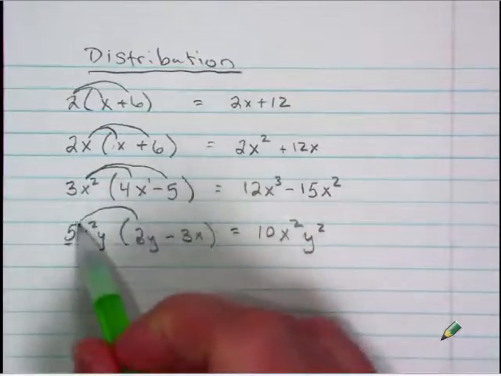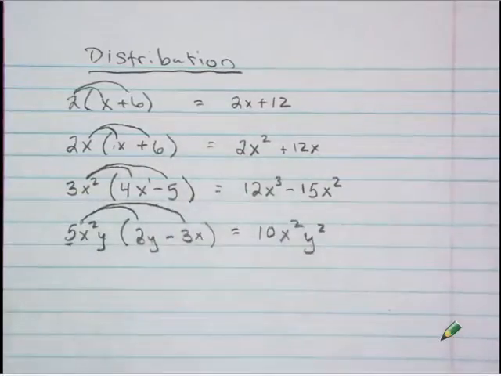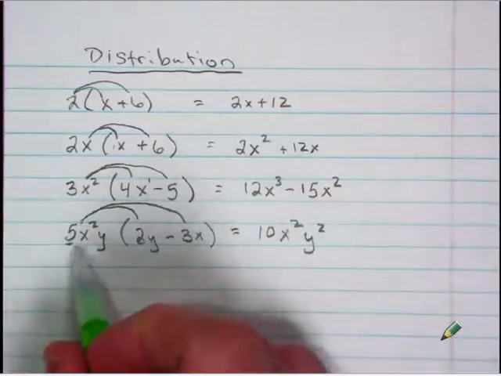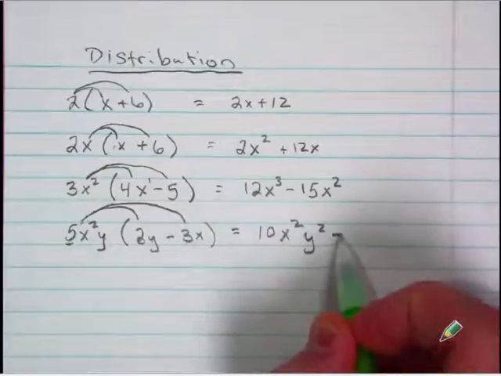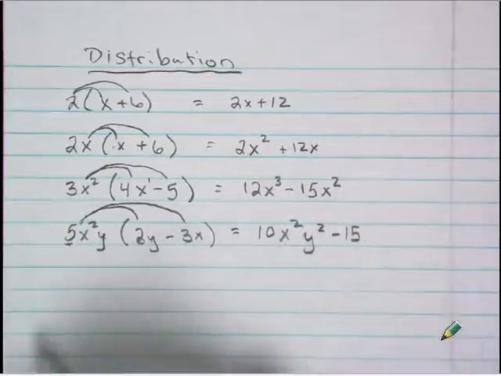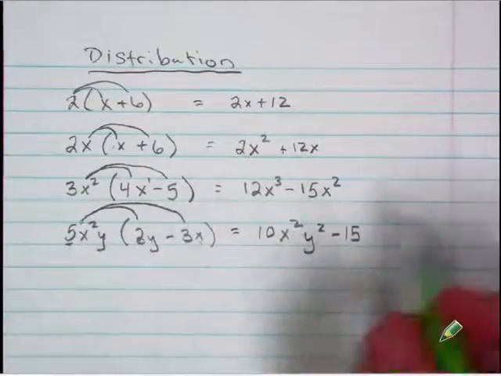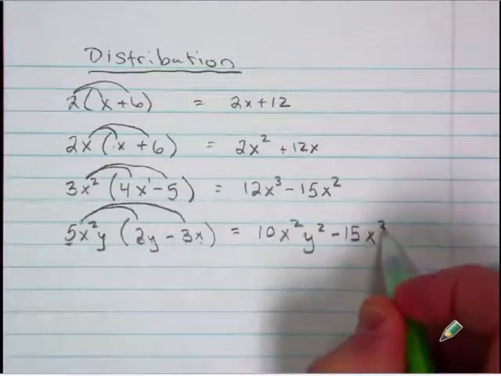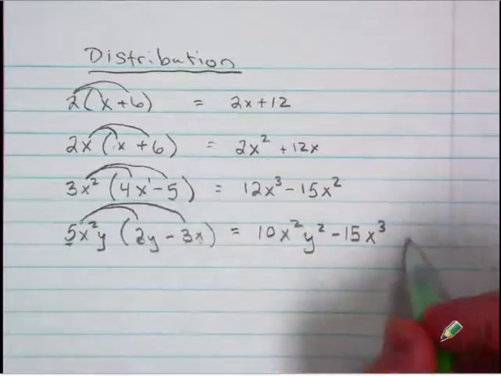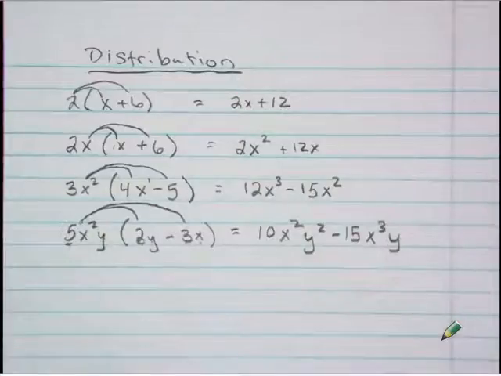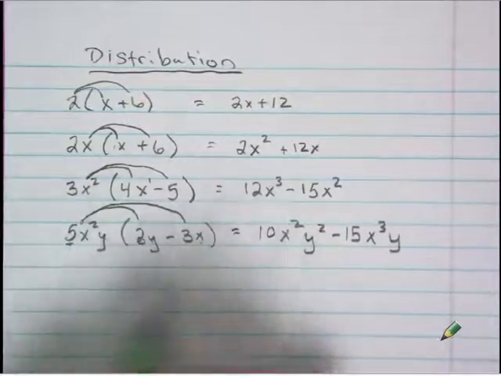Okay, and then I would multiply this by this. So again, multiply the coefficients, get negative 15. Now I have x squared times x, which is x to the third, and I carry along the y because there's nothing going with that. That is the distribution. And of course, we could even distribute to 3 terms.